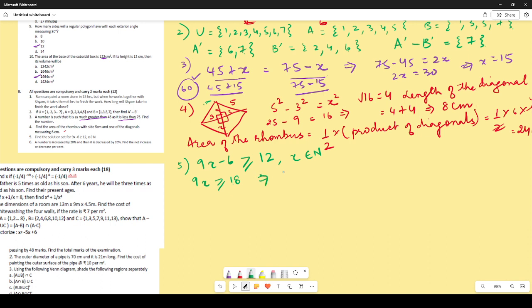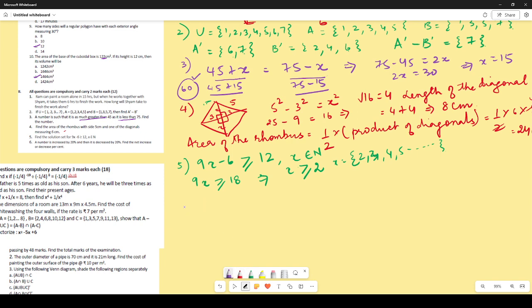So what does this imply? X is greater than equal to 2. So what will our solution set be? Our solution set will be 2, 3, 4, 5 and so on. Everything that begins with 2 and it extends infinitely. That should have been your answer. If not, then you are not going to get marks.